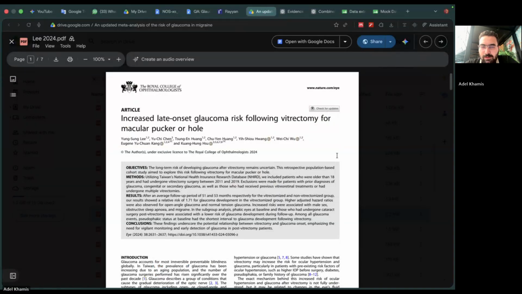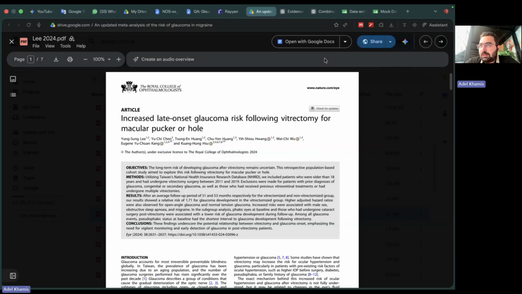Okay. So now we're going to talk about data extraction and data conversions, because they are very important while you're working on a systematic review and meta-analysis. You need to know these skills to convert some values into another.